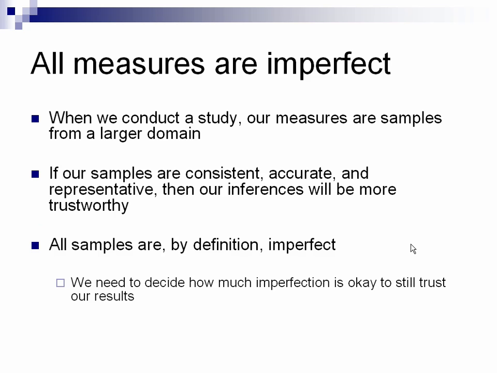First, we need to understand that all of the measures that we would look at are imperfect. So whenever we conduct a study, our measures are samples from a larger domain. And what we hope is that if our samples are consistent and accurate and representative, then the inferences that we make from those samples will be trustworthy. But again, all samples by definition are imperfect. But what we need to decide is how much imperfection is okay to still trust our results.